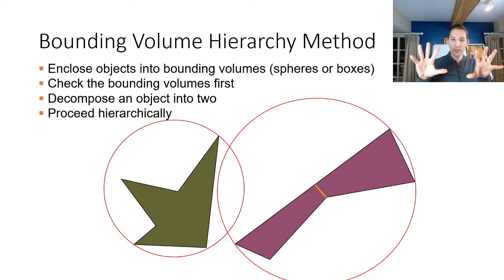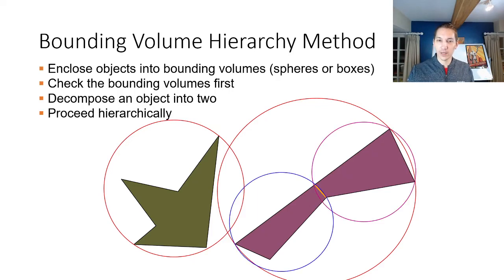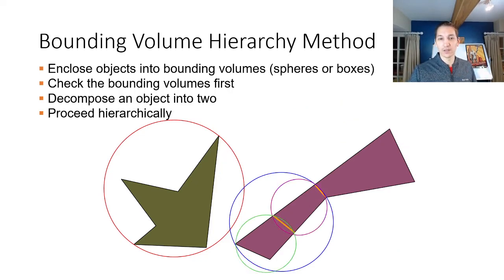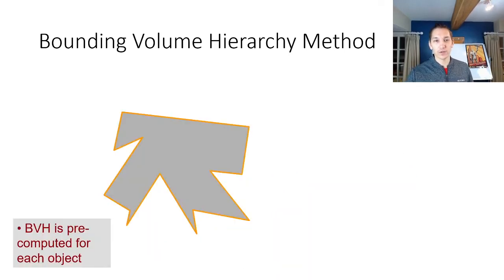So when we do check the bounding volumes and they do overlap, we'll then decompose the object into 2, and then we'll look at the sub-bounding volumes of the different parts of one of those objects. And we'll progressively subdivide until the objects are either known to be in collision or known not to be in collision by proving that the bounding volumes don't overlap.